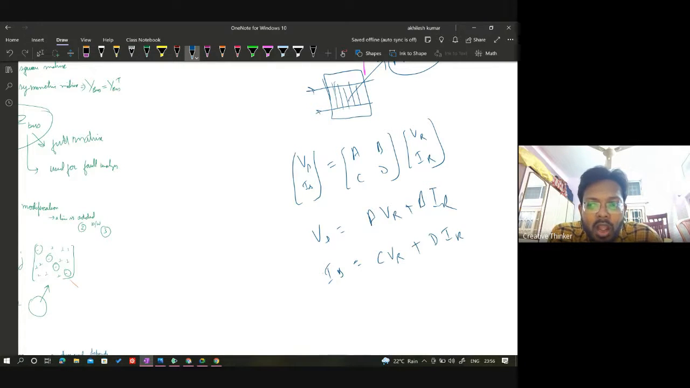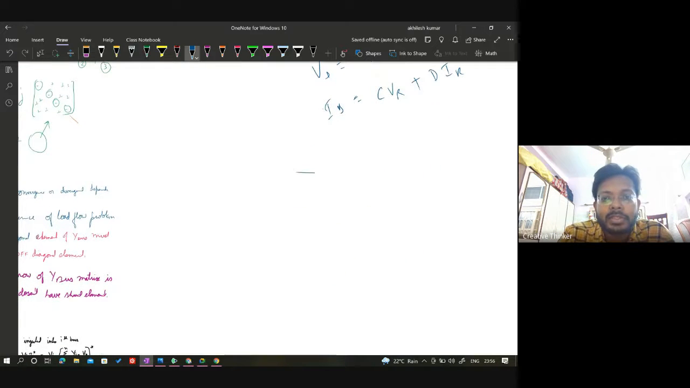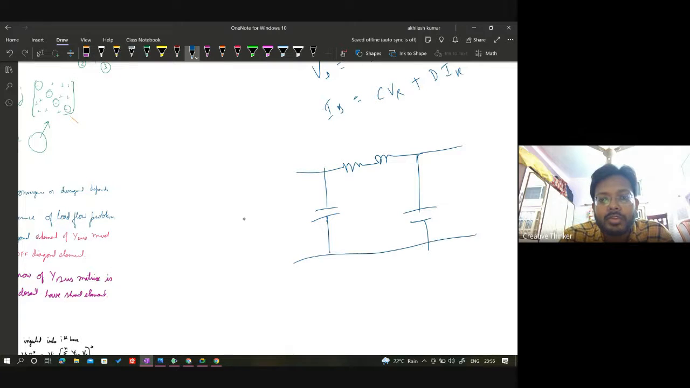Now, if my transmission line is like that, can you find the ABCD parameters here? This is C by 2, this is R, this is XL, this is XC by 2.